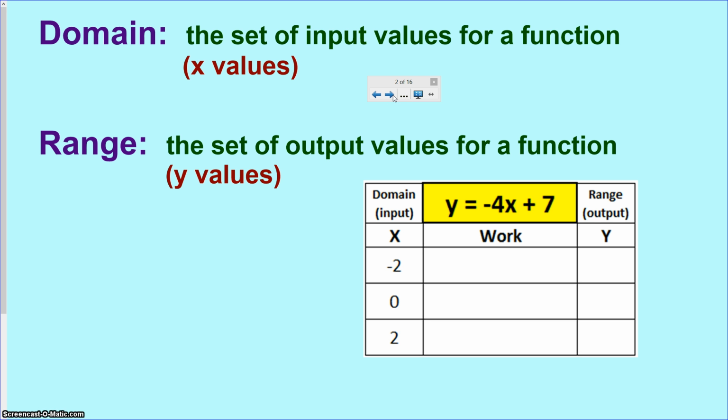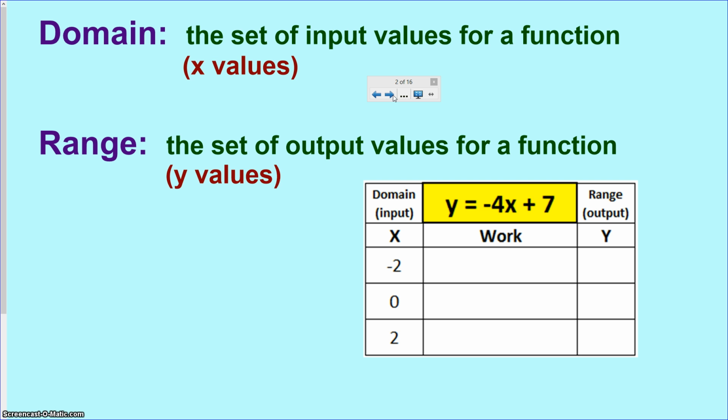Okay, first a little review of vocabulary. Earlier in trimester one, we talked about domain and range. Domain, if you remember, was the set of input values for a function, that is the complete set of all the x values that could possibly go into the function. And range was the set of output values for a function, or all the possible y values that you could get out of a function.